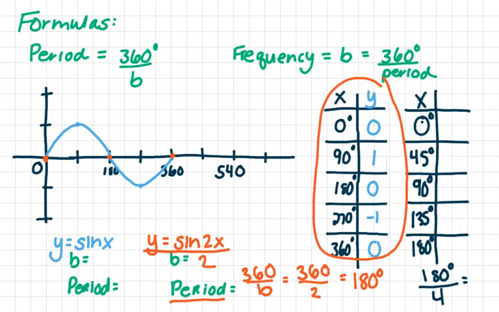Because this graph has just been compressed together, the x values are what's changing, but my y values, or my outputs, will remain the same: 0, 1, 0, -1, and 0. If I was to plot these new points, I should get a complete sine curve from 0 to 180 degrees. So I plot my point 0, 0, then 45, 1, 90, 0, 135 is -1, and 180 is 0.